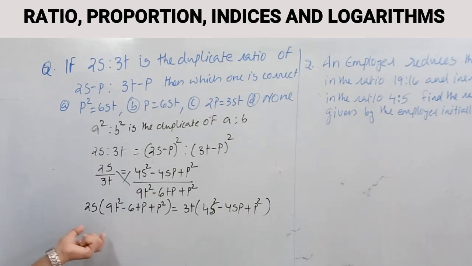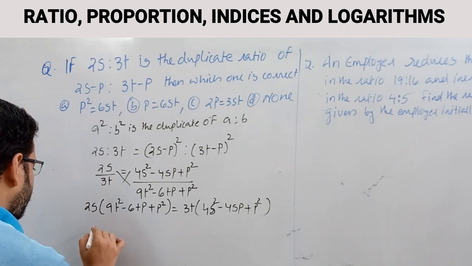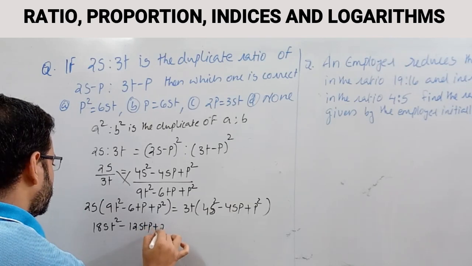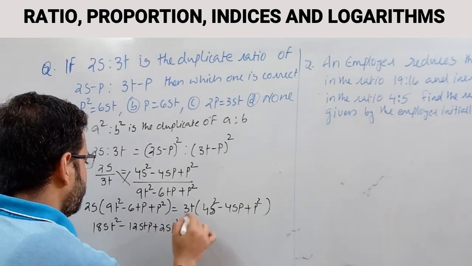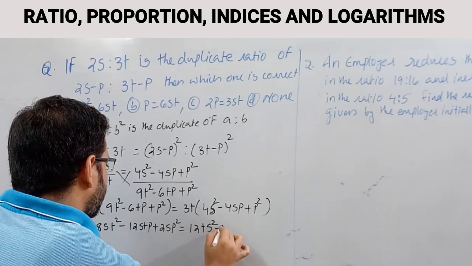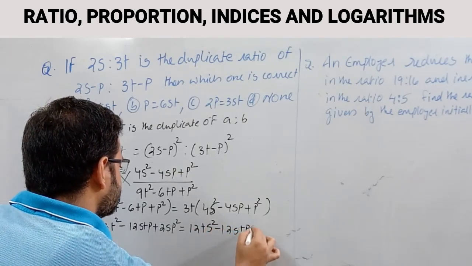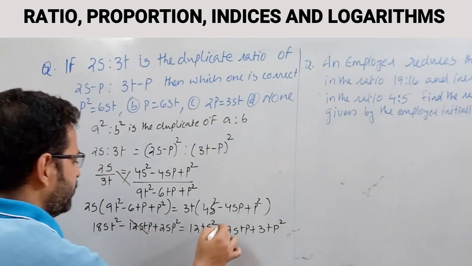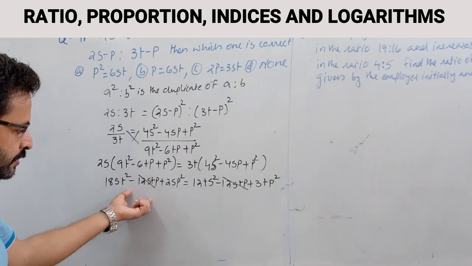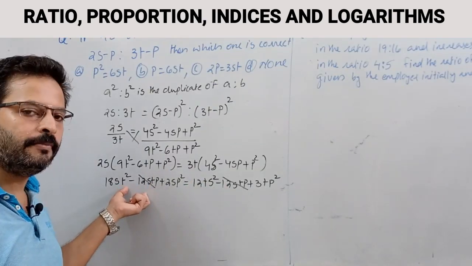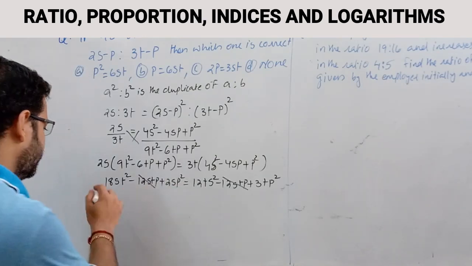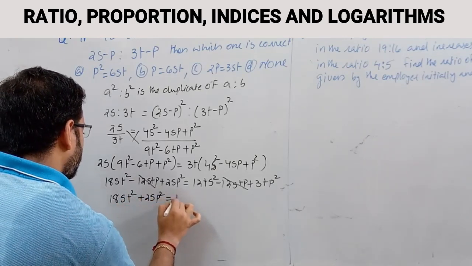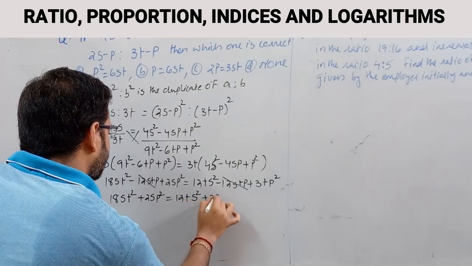Multiplying throughout, we get 18st square minus 12stp plus 2sp square is equal to 12t square s minus 12stp plus 3tp square. Minus 12stp on both sides get cancelled, because moving minus 12stp to the RHS, the sign will become plus. Therefore, both will get cancelled. Then remaining, 18st square plus 2sp square is equal to 12ts square plus 3tp square.